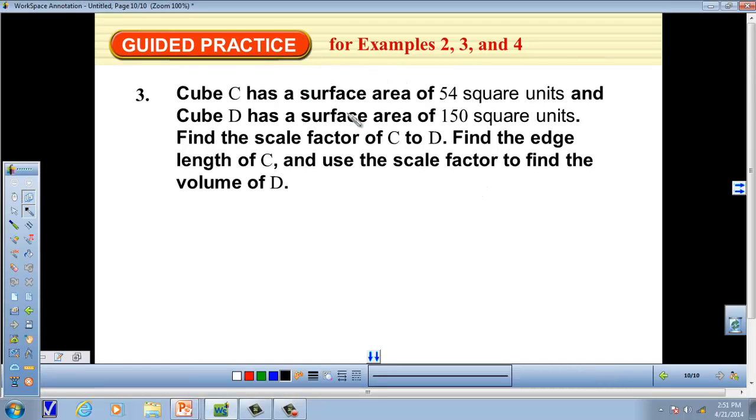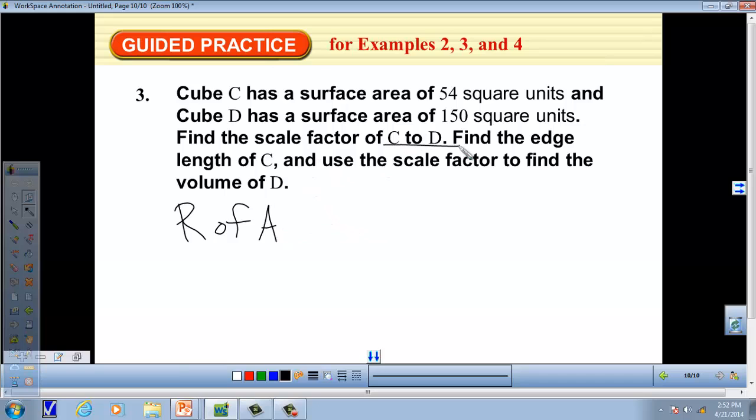We've got the surface areas for these two, and we want to find the scale factor. Then we want to find the edge length and use the scale factor to find the volume. All right, so let's see. First of all, let's do a ratio of areas.